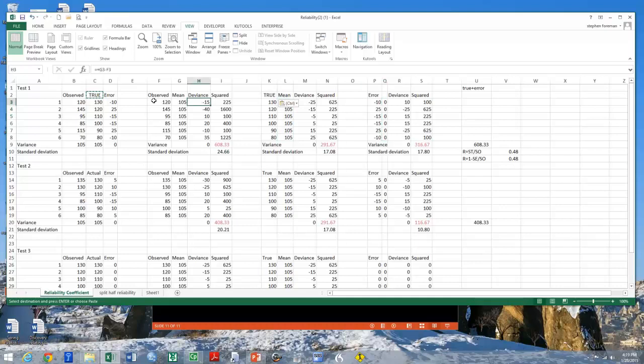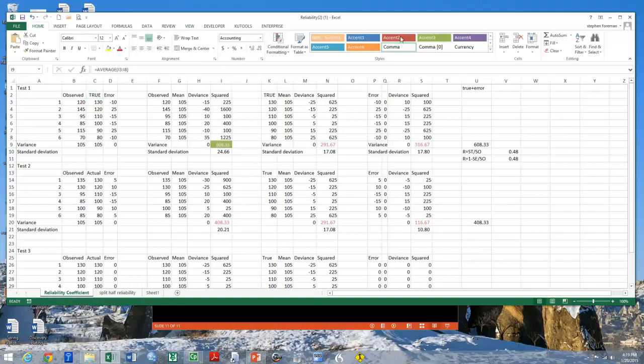We subtract the mean from the observed. That's our difference or deviance. We square it. We get a sum of squares and divide by the number of observations, which is our variance. Just that simple. Okay, so the variance for observed is 608.33 here. If you want a standard deviation, you can take the square root of your variance. The variance for our true score is in this column with its standard deviation. And here's the variance for our error term.